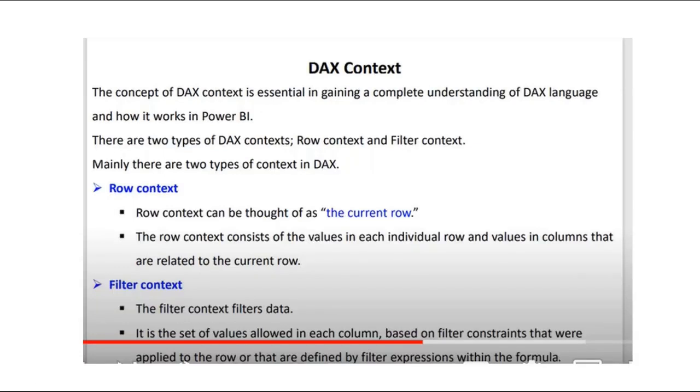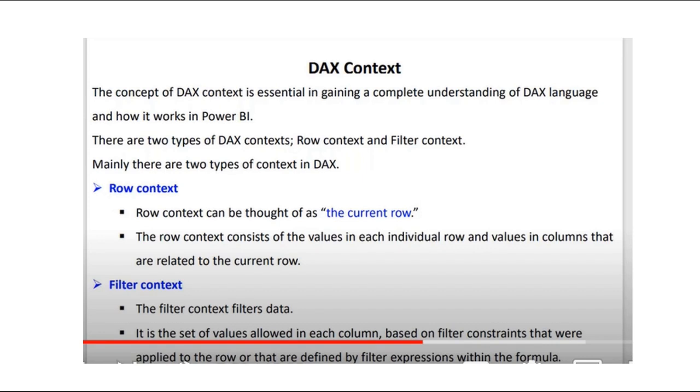What is DAX context? The concept of DAX context is essential in gaining a complete understanding of the DAX language and how it works. There are two main types of DAX context, row and filter. Row context can be thought of as the current row. The row context consists of the values in each individual row and values in columns that are related to the current row. The filter context filters data.